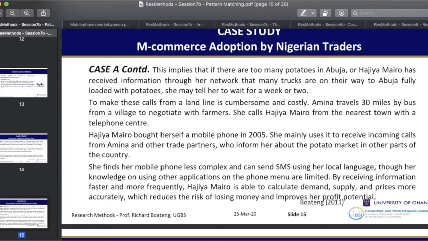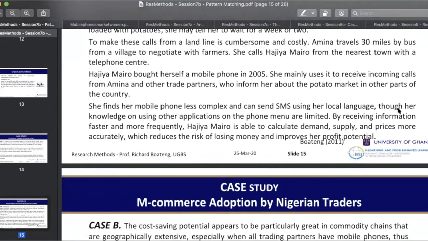She finds her mobile phone less complex and can send SMS using her local language, though her knowledge of the mobile phone applications on the phone menu is limited. By receiving information faster and more frequently, Hajia is able to calculate demand, supply, and prices more accurately. She reduces the risk of losing money and improves her profit potential.